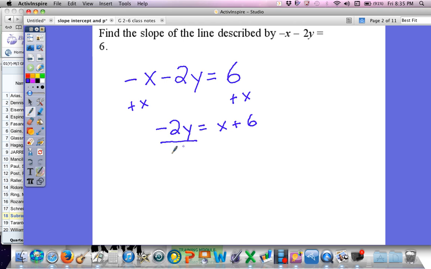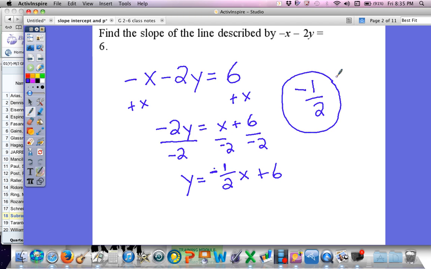Now I'm going to divide everything by negative 2. So since there's two terms over here, I need to divide them both by negative 2. Y equals, this becomes negative 1/2 x plus 6. So when they said find the slope for this, the slope would be negative 1/2.